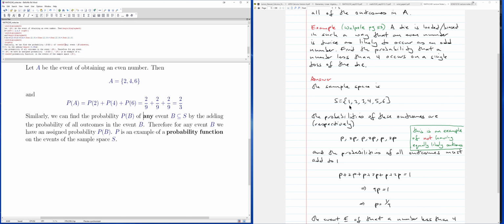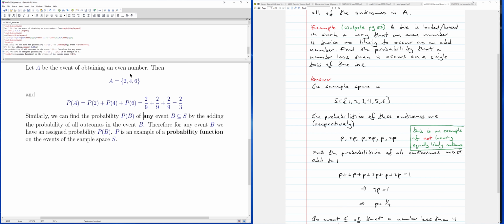And what we did is we worked out the probabilities for each of the outcomes. In particular, the probability of the 1 is 1/9 and the probability of the 2 is 2/9. Probability of 3 is 1/9, probability of 4 is 2/9. Okay, so we're considering a different event now, and this is the event of obtaining an even number. This event consists of the set of outcomes 2, 4, and 6.